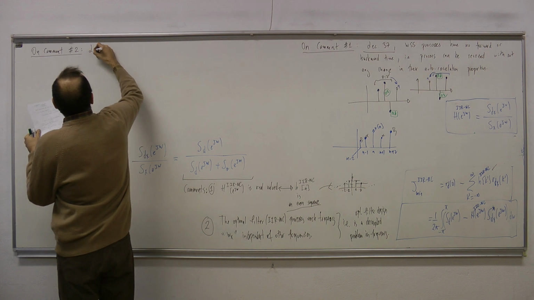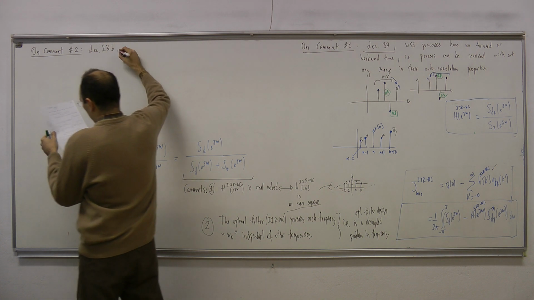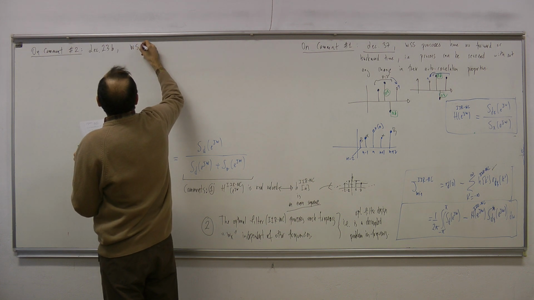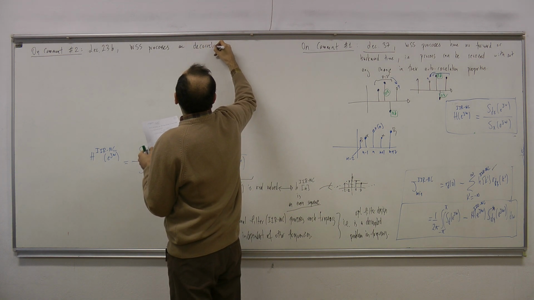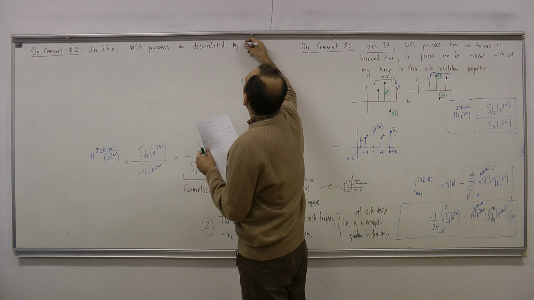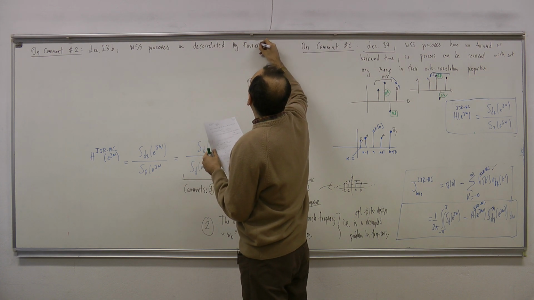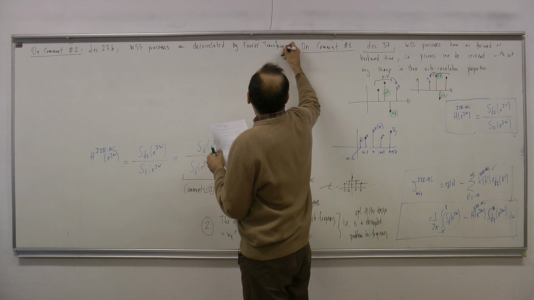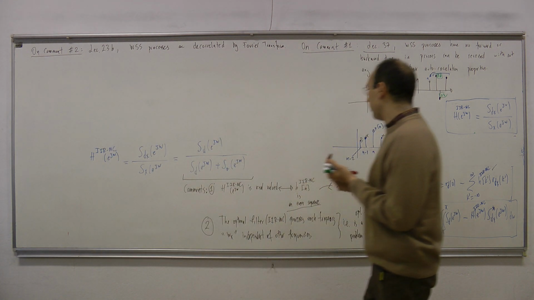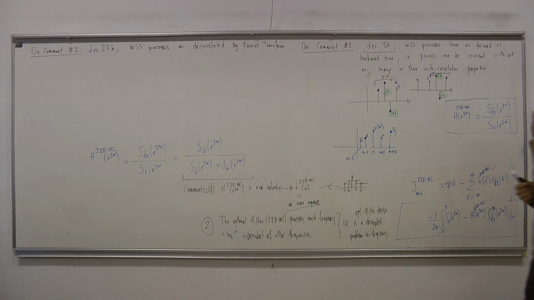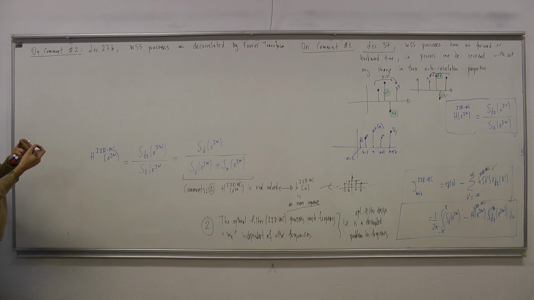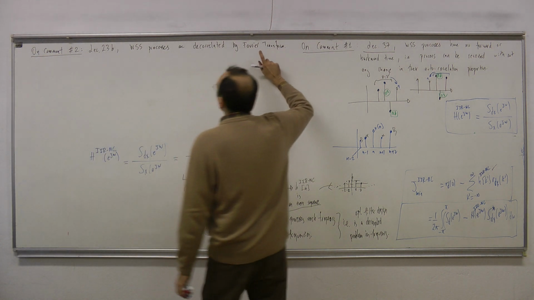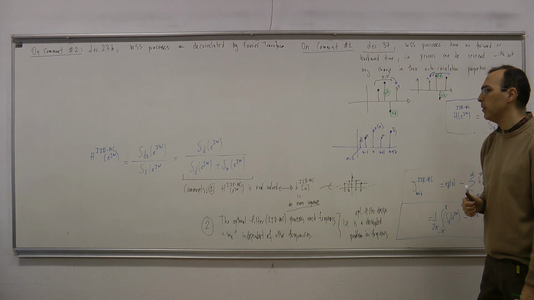So please remember, this is lecture 23B. Wide-sense stationary processes are decorrelated by Fourier transform. Please remember that if I take the Fourier transform of x of n and compare the values of the spectrum at different frequencies, they turn out to be uncorrelated. This was lecture 23B.